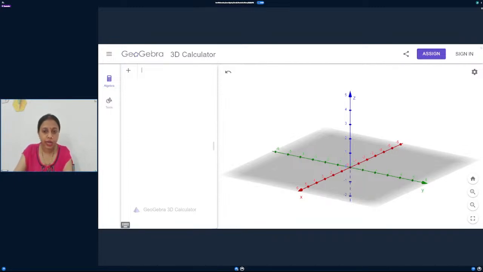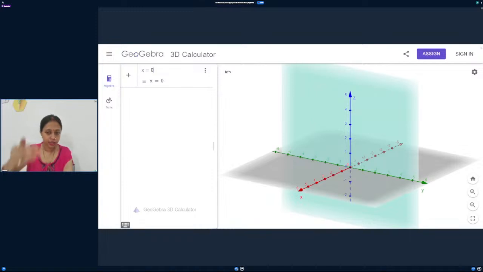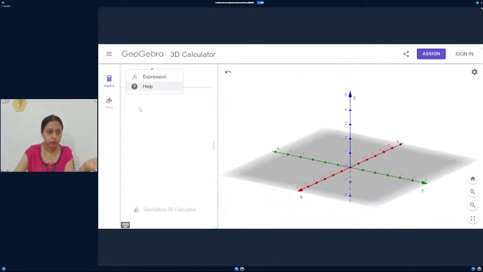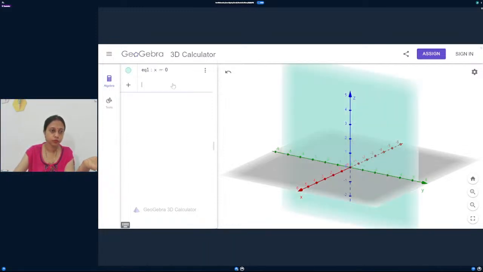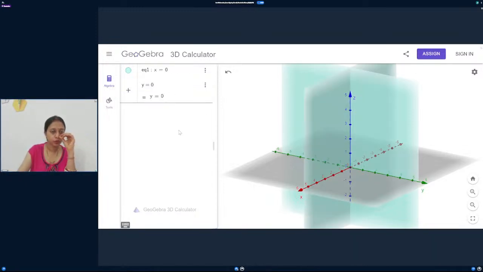So all the planes are, I cannot write anything over here. Okay, so please focus. The gray part is xy plane, that is z is equals to 0. Then x is equals to 0 would be zy plane, that is actually the wall in front of you, zy plane. And then y is equals to 0.